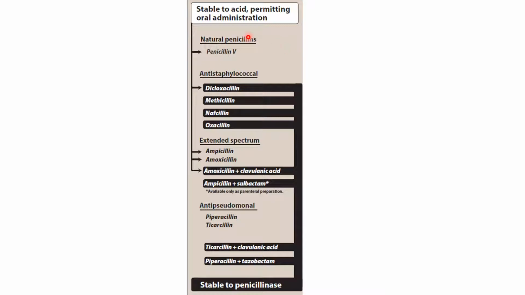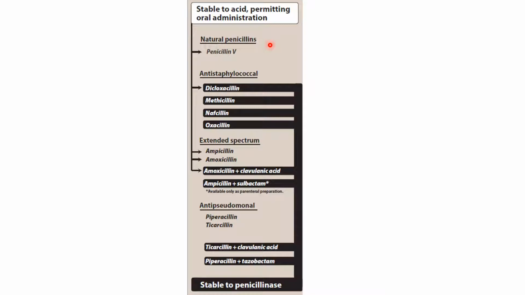So the natural penicillin will be destroyed in the stomach, because the penicillins are not stable in acid, and the stomach acidity is very high. The pH is about 4 during the meal.